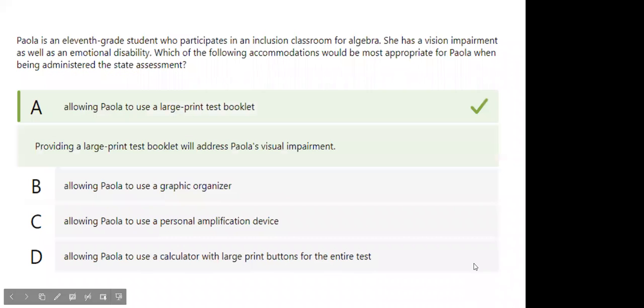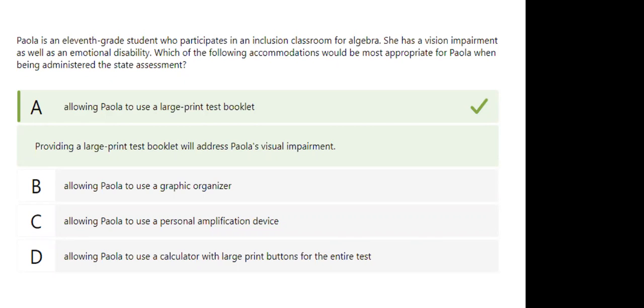All right. Providing a large print test booklet will address Paola's visual impairment. Excellent. Now we know that in this question, it gave us some background. It said she had a vision impairment as well as an emotional disability. But we don't have an option here in our choices that will allow us to address the emotional disability. So we chose which one of these options would allow us to address her vision impairment. And that would be the large print test booklet.